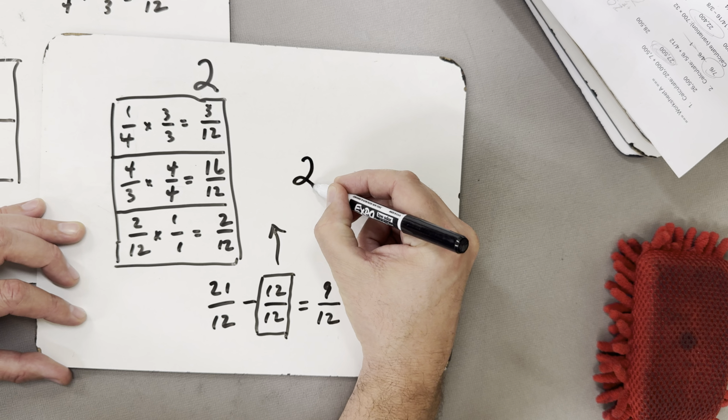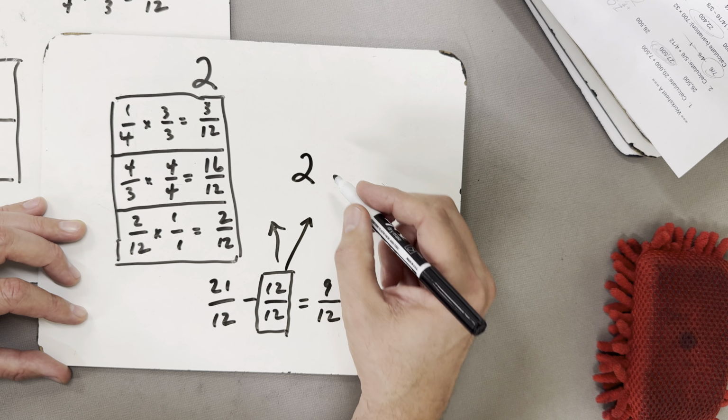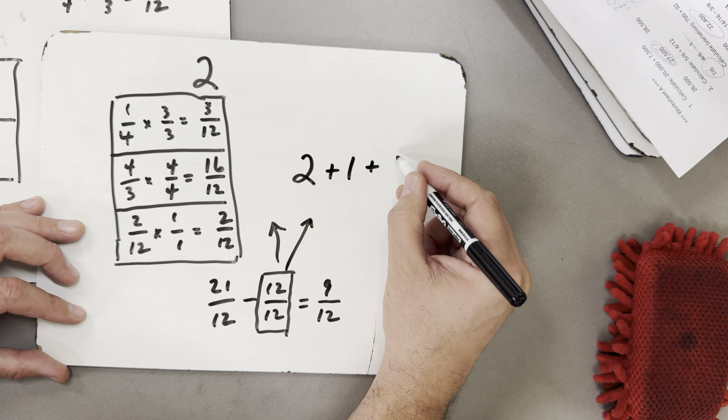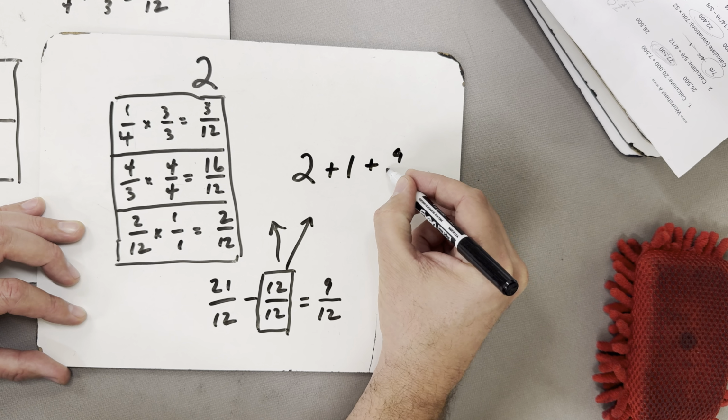So I already had 2. This is another whole number, plus 1, plus 9/12. So I end up with 3 and 9/12.